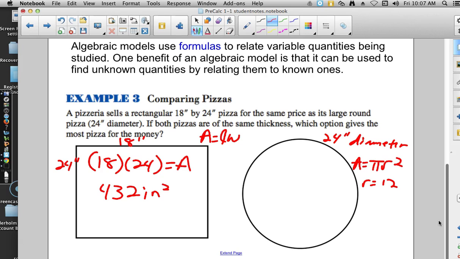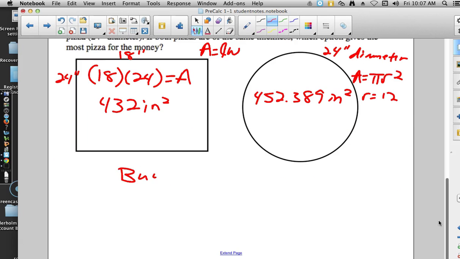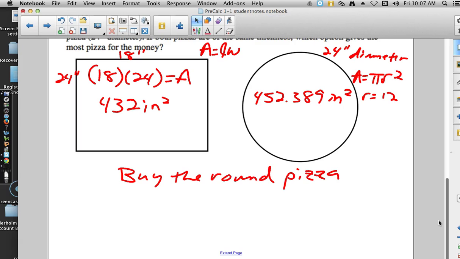So 452.389 square inches. So which one gives you more pizza for the buck? The round one. So if both options are available, buy the round pizza. It has that higher area that we would want.